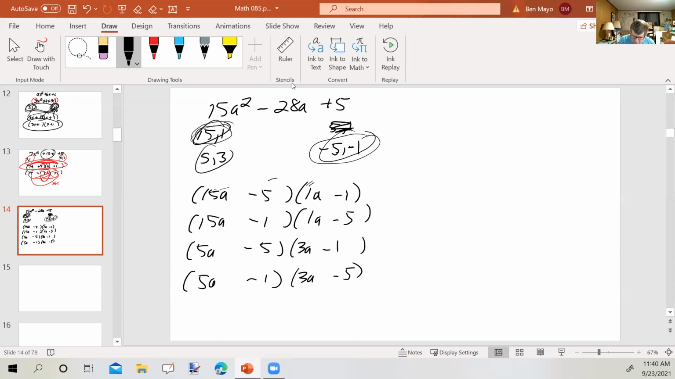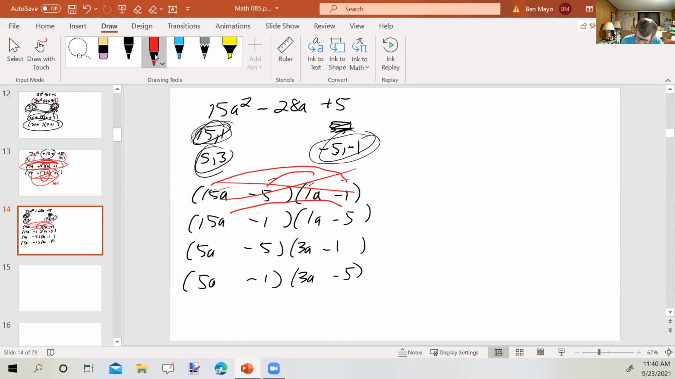So I've got the -5 first and the -1 last, then I switch them, then I use this group, -5 first, -1 last, and then I switch them. Every one of these factor pairs, if you FOIL them together, multiply them out, your first term would be 15a squared, and your last term would be plus 5. But I'm looking for minus 28a in the middle. Again, the inside and the outside. So this would be minus 15a, minus 5 more a would be minus 28. So it's not that one.